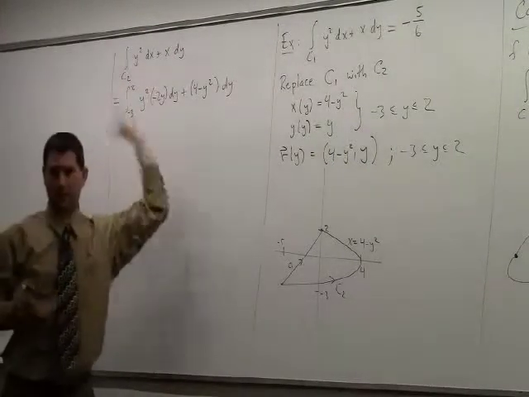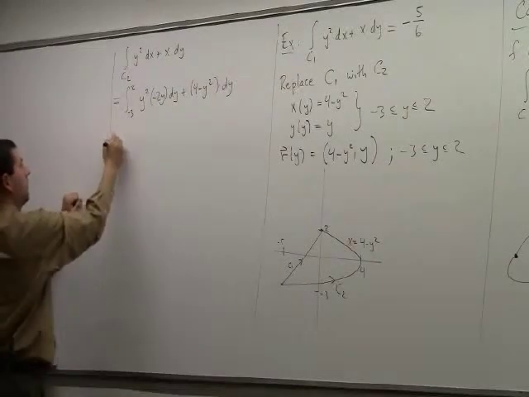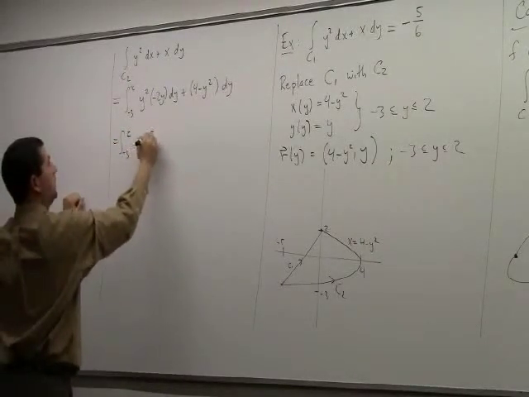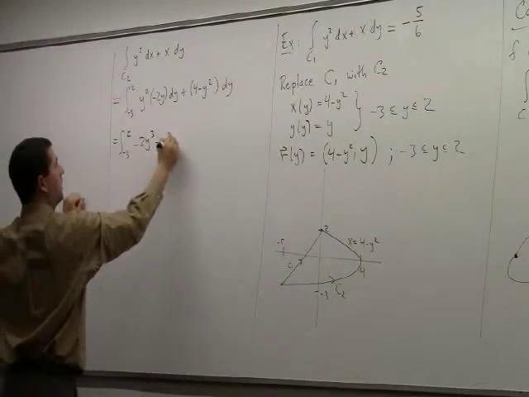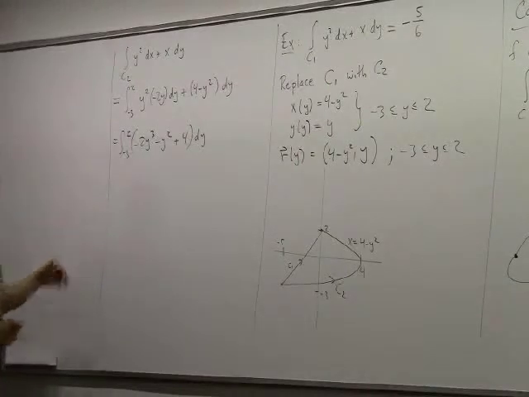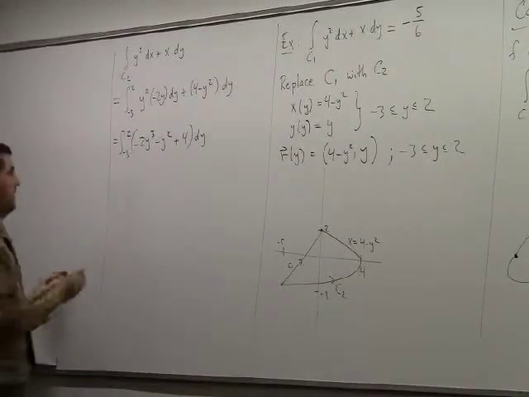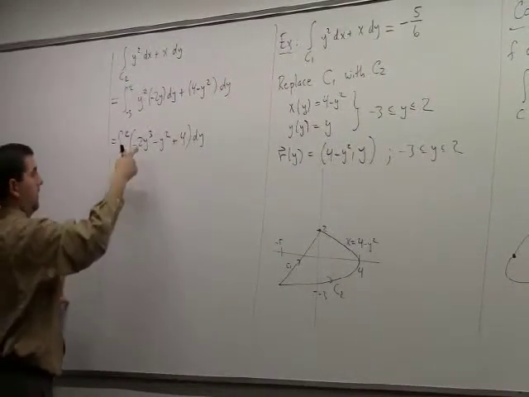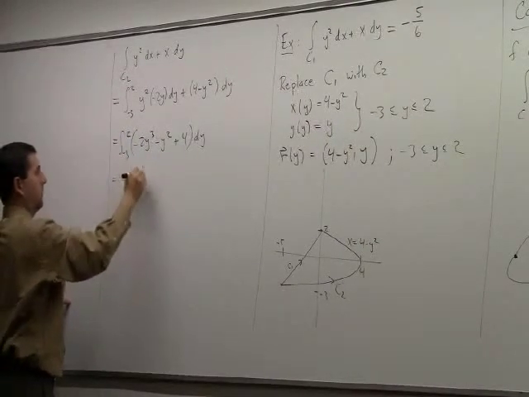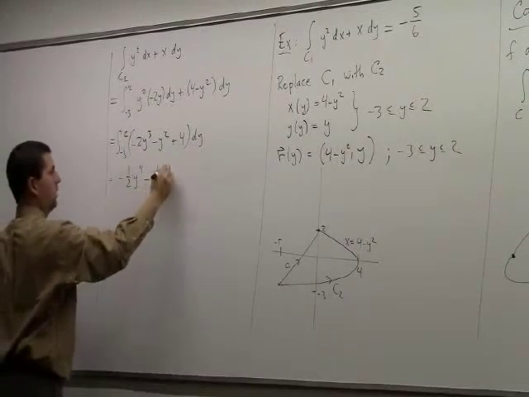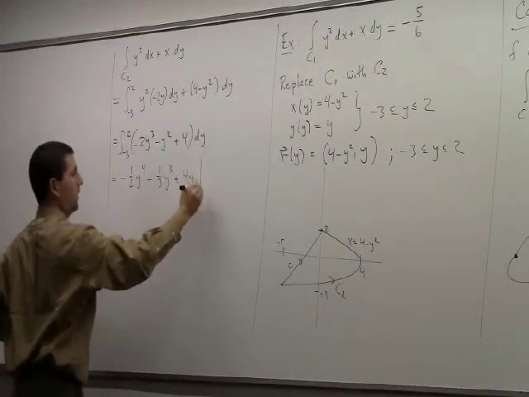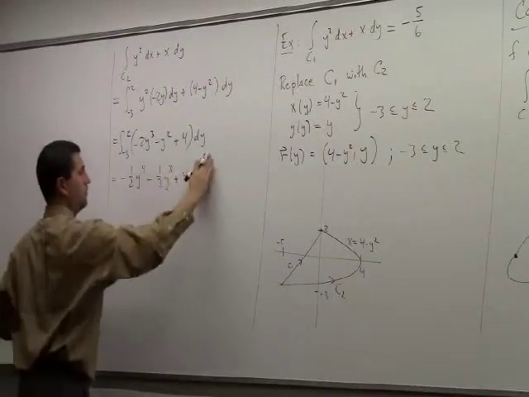Okay, we have 2 dy's, we can factor it out. And we get minus 2y cubed minus y squared plus 4 dy. And now this is just baby stuff. Okay, let's see. Minus a half y to the 4th minus a third y cubed plus 4y at minus 3 and 2.